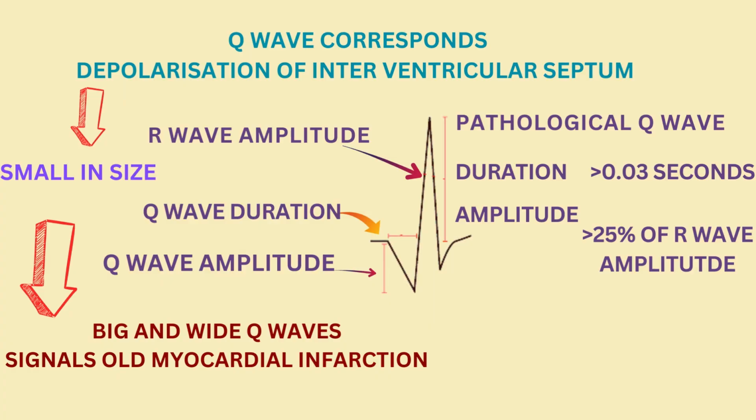The Q wave corresponds to the interventricular septum. The Q wave is usually small in size. A large and wide Q wave suggests an old myocardial infarction. A pathological Q wave is of greater than 0.03 second duration, and its height, or amplitude, is greater than 25% of the R wave.